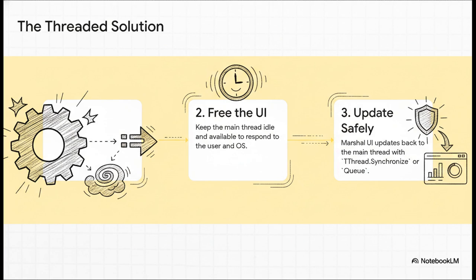First, any work that's going to take more than a few milliseconds, seriously, the threshold is that low, must be offloaded from the main UI thread and moved onto a background thread. Step 2, this frees up the UI thread to do its most important job, which is staying responsive to the user and the operating system. And finally, step 3, when your background work is done and it needs to update the UI, say to change a label's text or update a progress bar, it must do so safely. You have to marshal that update back to the main thread using specific functions like Synchronize or Queue. And that's the golden rule. Never, ever touch a UI control directly from a background thread.